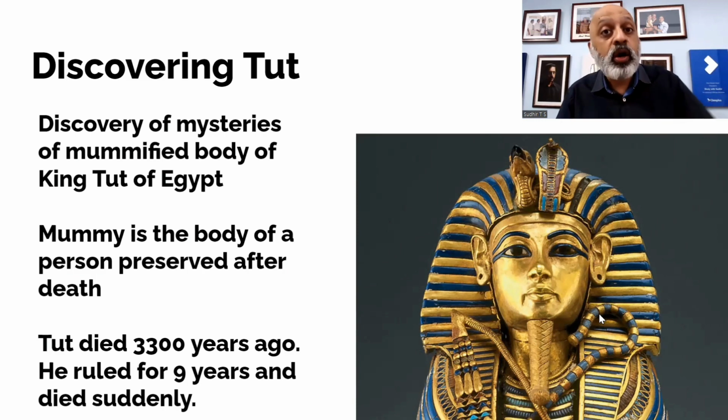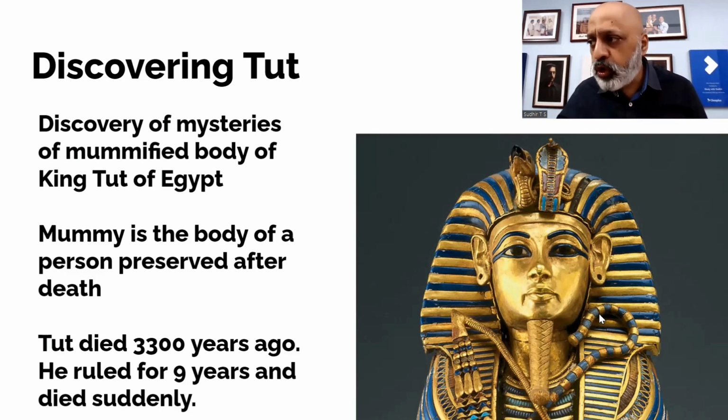So Tut died over 3,300 years ago. Okay, why this particular king is fascinating is because he ruled for only 9 years and then suddenly one day bulb fuse ho gaya, he died, and no one really knew why he suddenly died at such a young age, which is why he's also called the boy king.